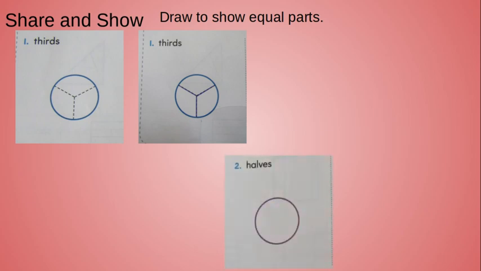Number 2 says they want us to split this circle in halves. Well, remember, halves are 2 equal parts. So it would look like this. I know there's more than one way to draw that line to show halves in a circle. But go ahead and follow along with me for the share and show section. And then when you get to the on your own, you can try some different ways.